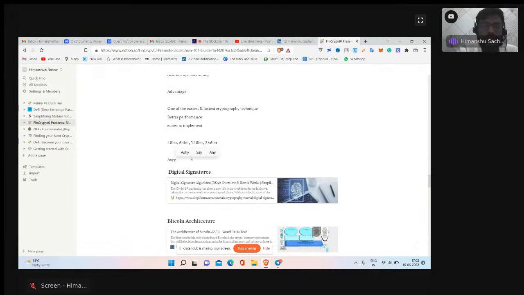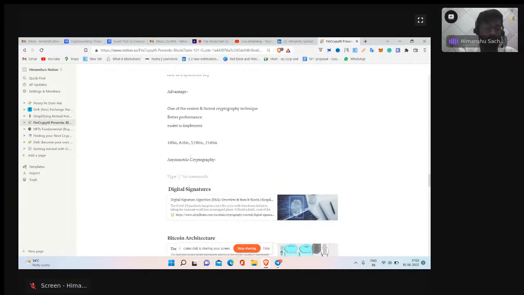Let's talk about the second type of cryptography, that is called asymmetric cryptography. Now, what is the difference? As we talked, in symmetric key cryptography, we have only one key. But in asymmetric cryptography, we have two keys. One is a public key, one is a private key.